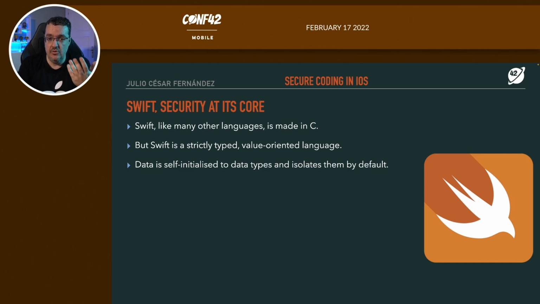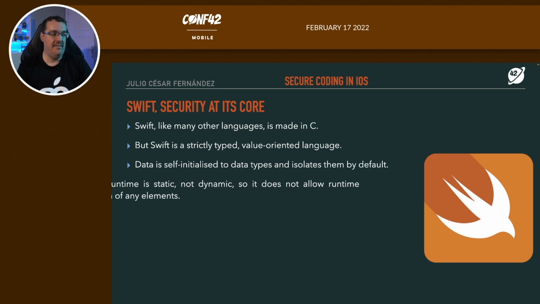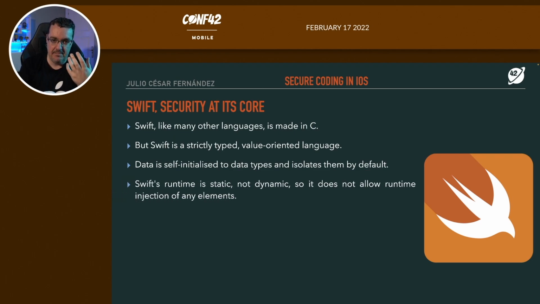Because of this, you can infer. When you put let a equals 1, a is integer type because 1 is not a value. 1 is an integer type, self-initialized. Okay? This is a value typed language. Okay? And it is strictly typed. Because of this, the different data types are not allowed to work between them.